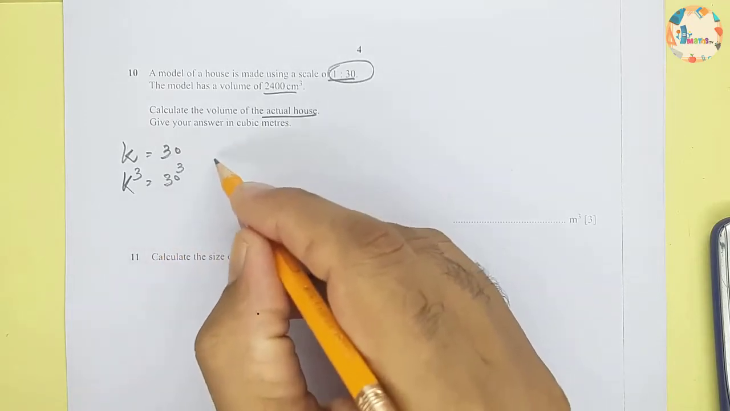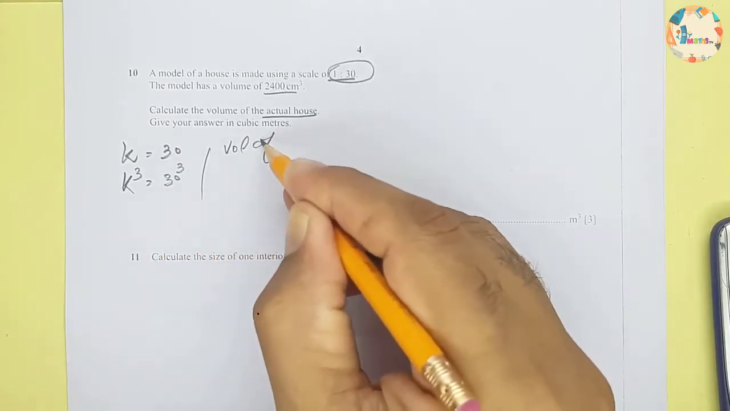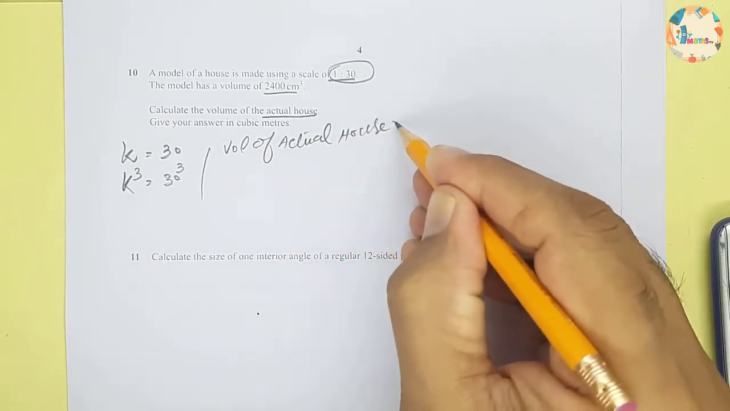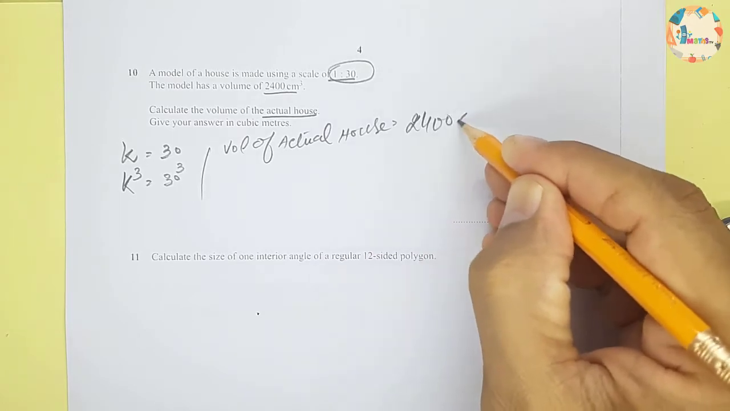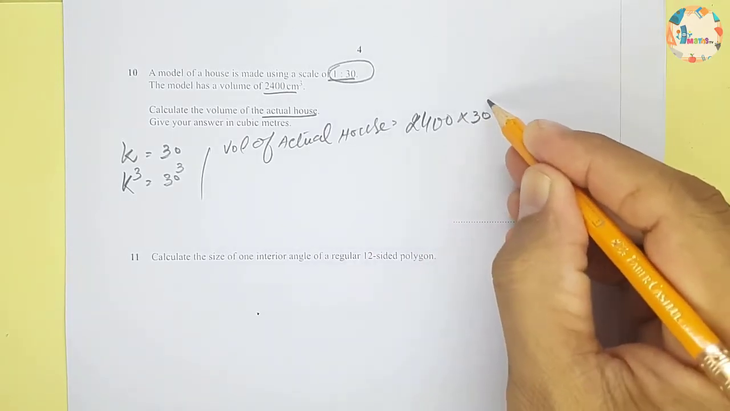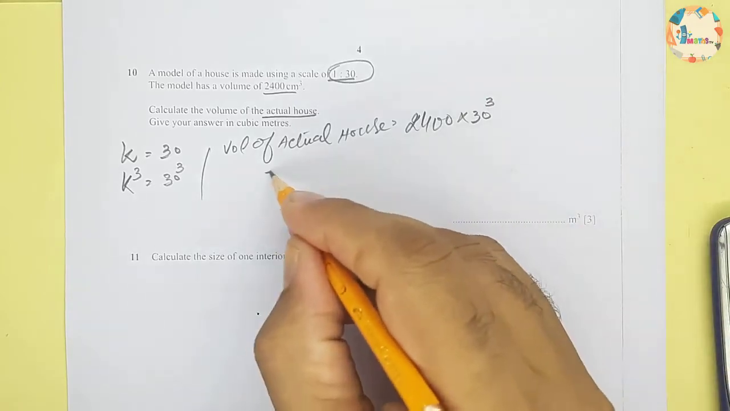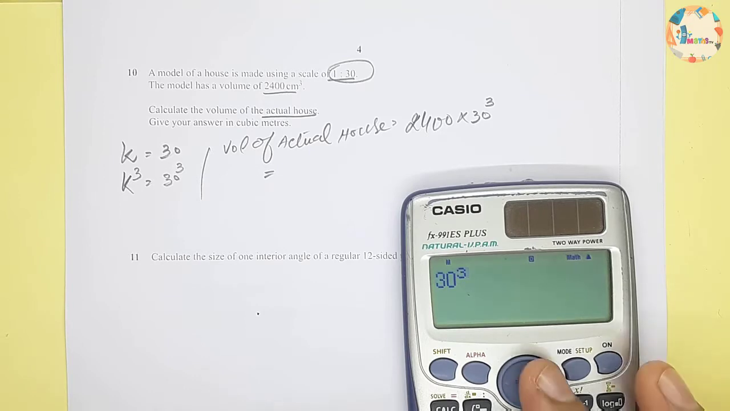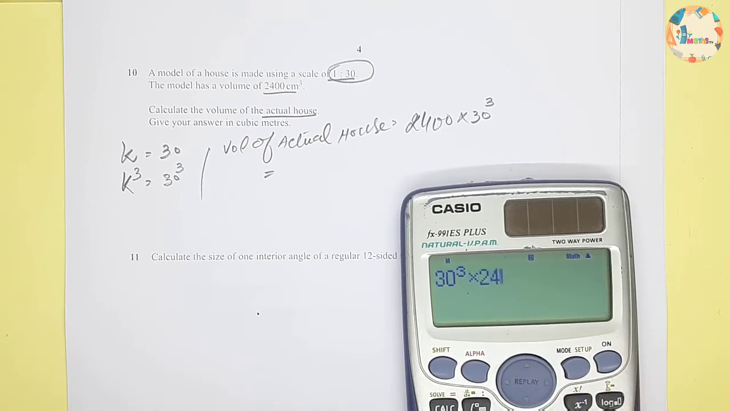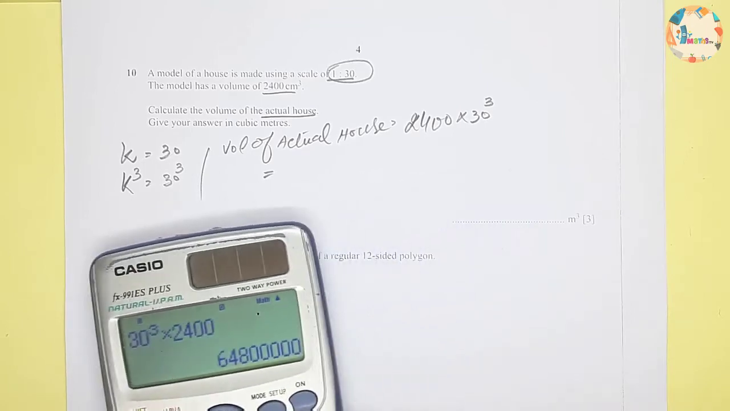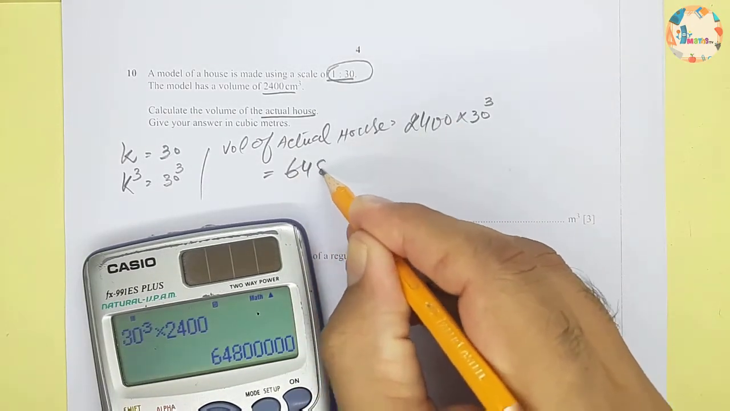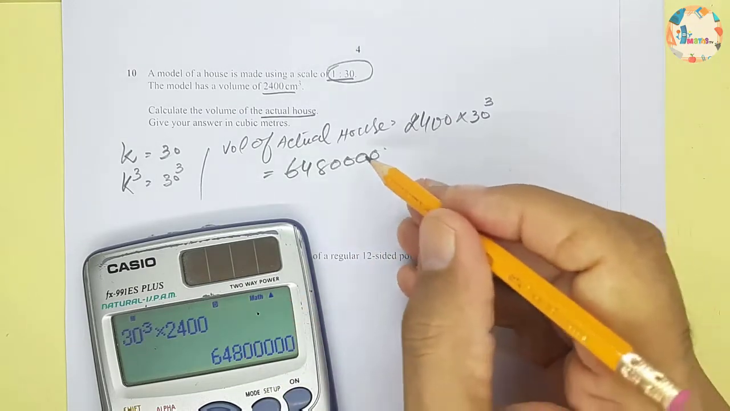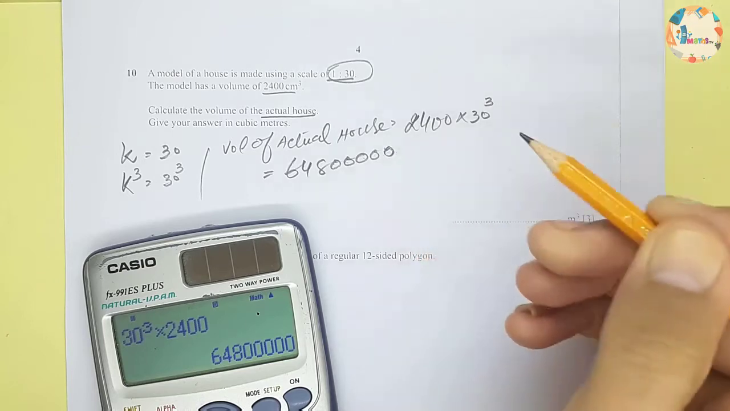So volume of the actual house will be equal to 2400 multiplied by 30 raised to the power 3, and this will be equal to 6480000. So 1 2 3 4 5 zeros.